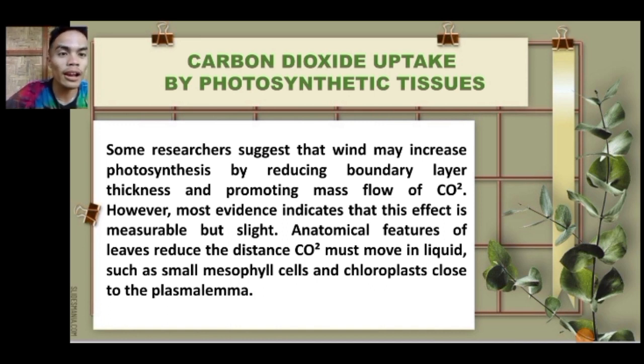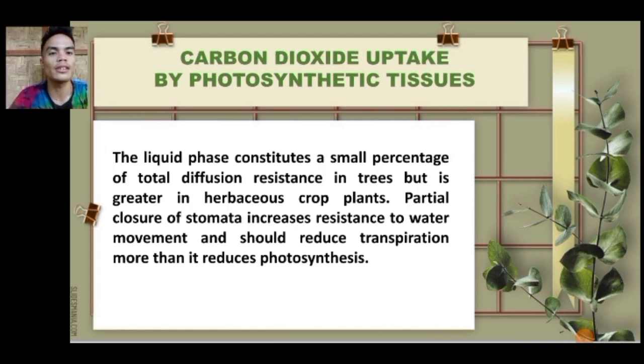The anatomical features of leaves play a role in diminishing the distance CO2 needs to traverse in a liquid medium, including the presence of small mesophyll cells and chloroplasts situated near the plasmalemma. Next, the liquid phase constitutes a small percentage of total diffusion resistance in a tree, but is greater in herbaceous croplands. Partial closure of stomata increases resistance to water movement and should reduce transpiration more than it reduces photosynthesis.